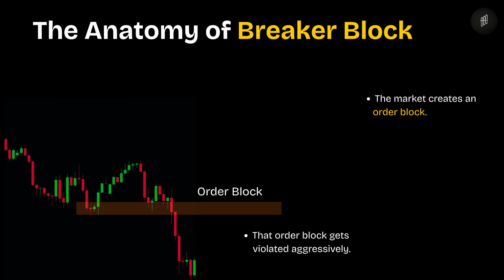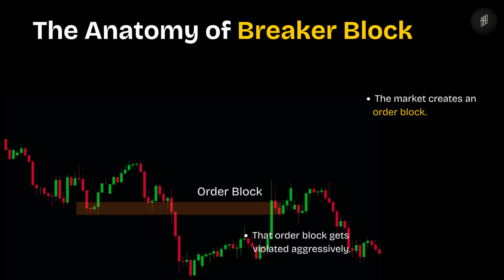As price smashes through the zone, it grabs the liquidity sitting above or below the order block: stop losses, breakout entries, and trap positions, all of which fuel the next leg of the trend. After this liquidity sweep, price doesn't just run away. It returns to the same zone it just destroyed, and this is where the transformation happens. That old order block is no longer a reversal zone. It has flipped into a breaker block, a continuation zone.